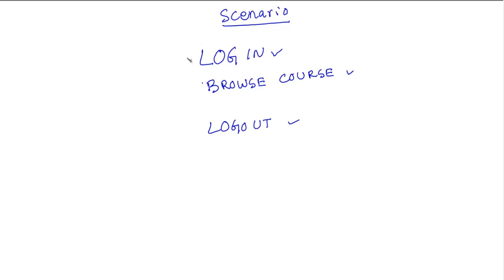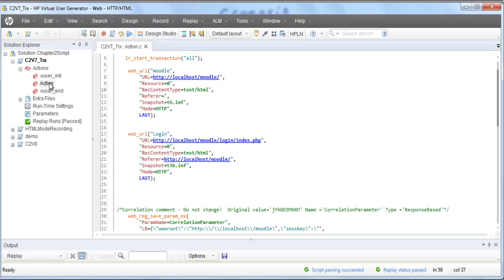So this is actually not really a realistic scenario. In real life, a user is going to log in only one time. The user is probably going to browse 10 courses, okay, and then log out. The issue in our script is that if we write everything in the action function, then whenever we run 10 iterations of the script, everything written in the action is going to be executed 10 times. So that was the problem.